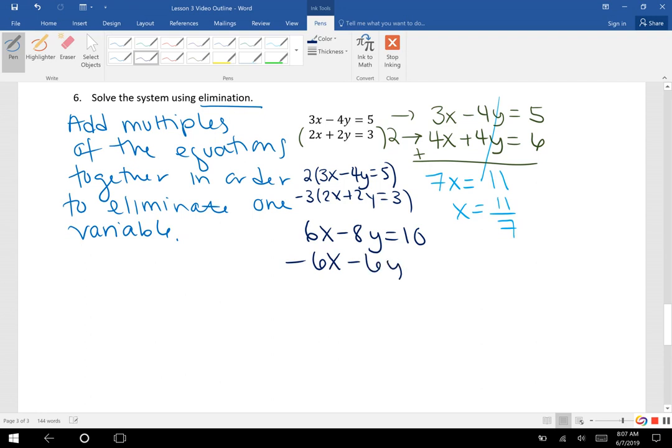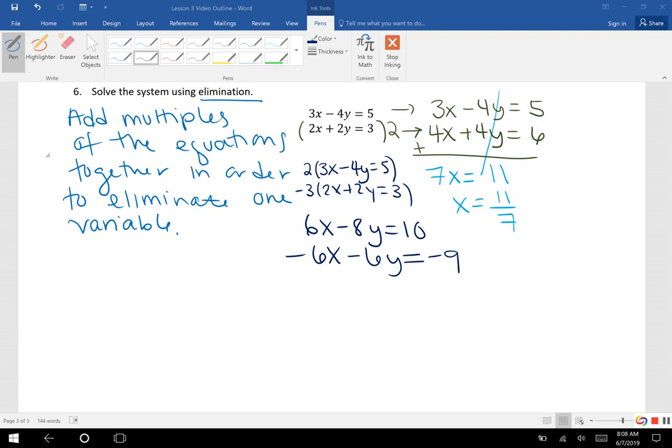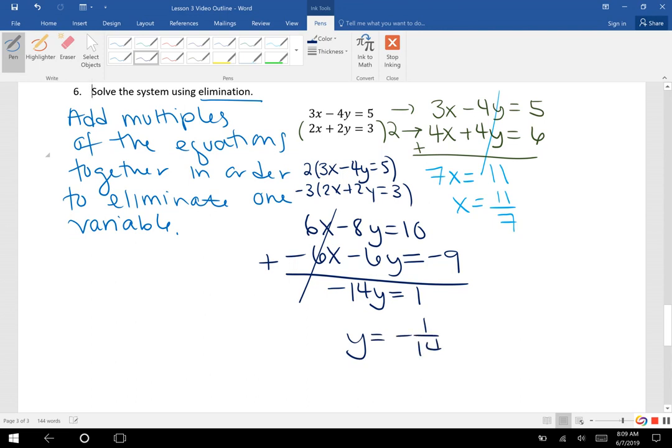And then 3 times negative 3 is negative 9. So now we can add these two equations together. This time the x's disappear, and now I have negative 14y equals 1, so y would be negative 1 over 14. And there's my solution. My x value is 11/7, and my y value is negative 1 over 14.